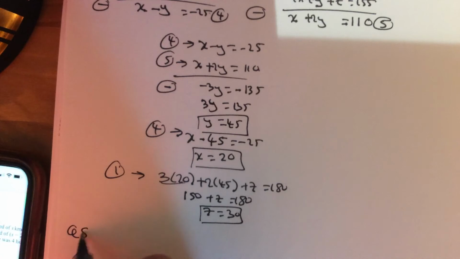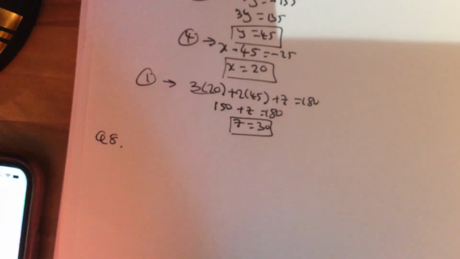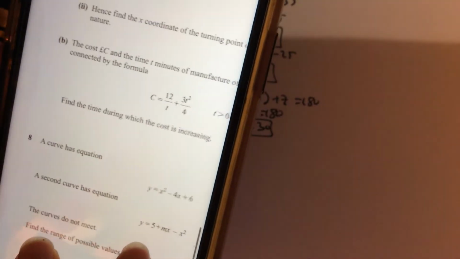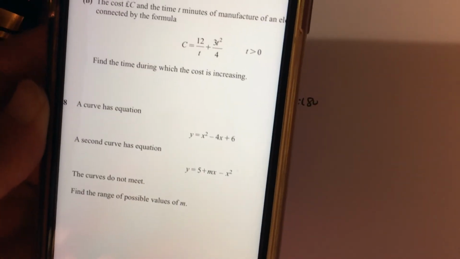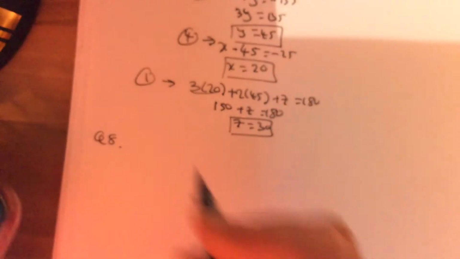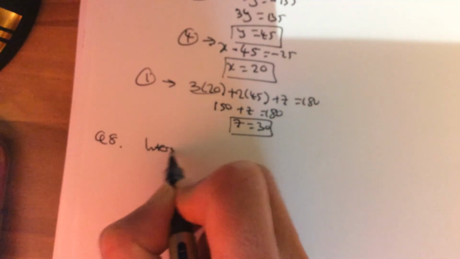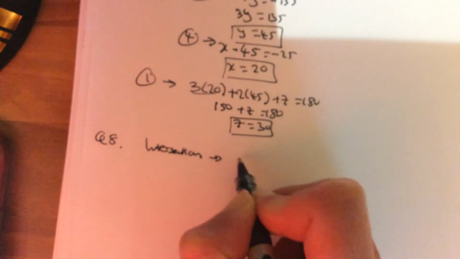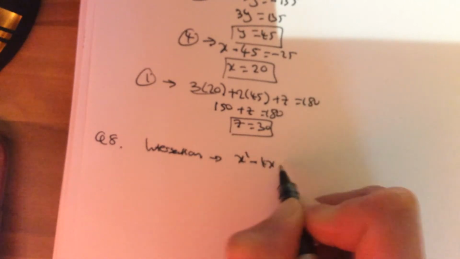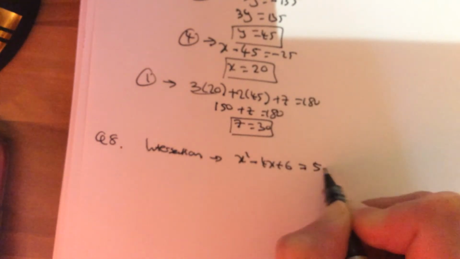Next question we'll look at in this paper is question 8. So we'll just scroll down to find it. A curve has that equation and a second curve has that equation. They do not meet. But what you do at this stage is you assume they do meet. So you look for the intersection. The intersection is when you set both curves equal to each other. So I'm going to set them equal to each other.